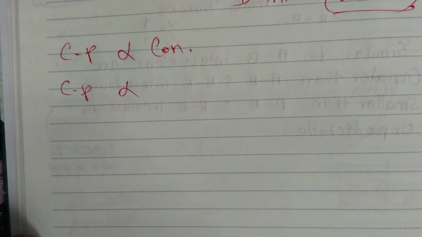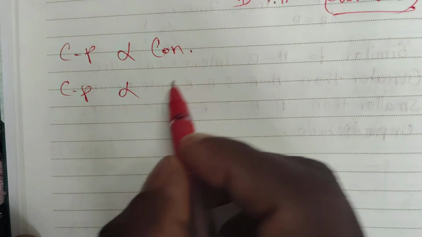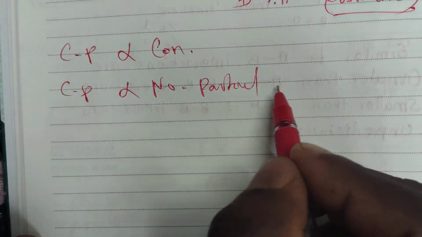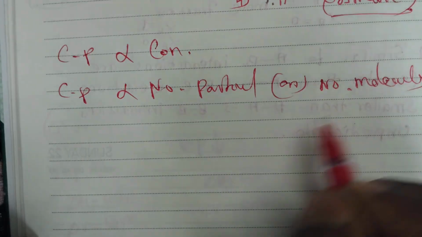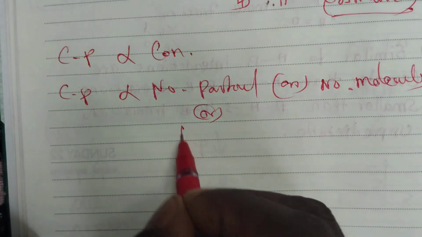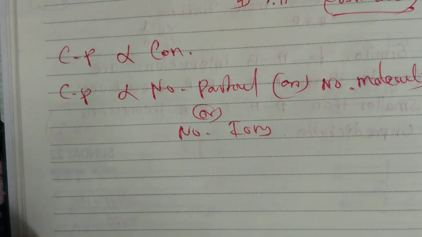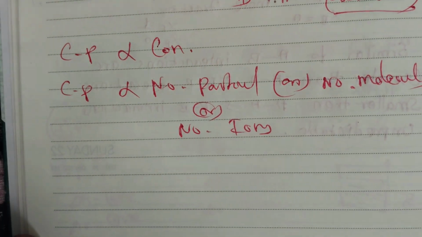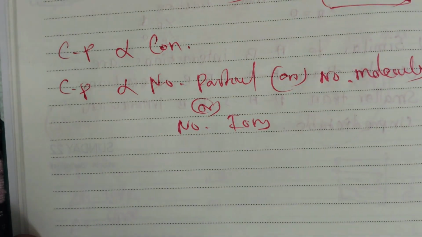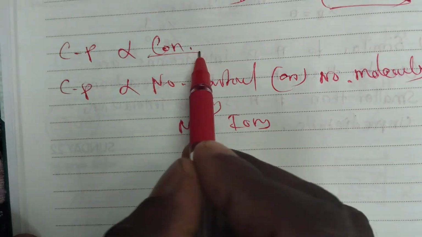First of all, the colligative properties are directly proportional to the concentration. They are directly proportional to the number of particles, or the number of molecules, or the number of ions, and the number of moles of solute and mole fraction of solute, in general in the case of concentration.